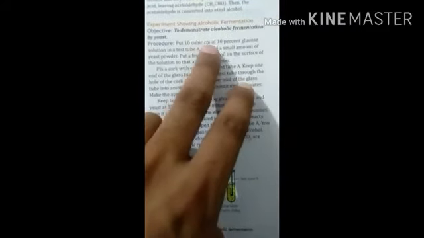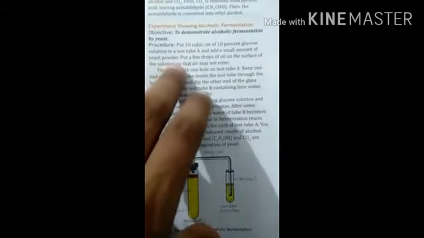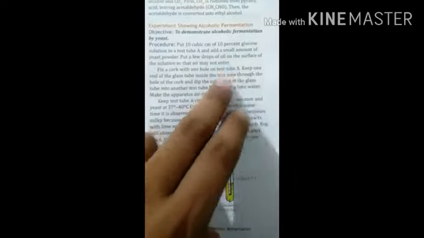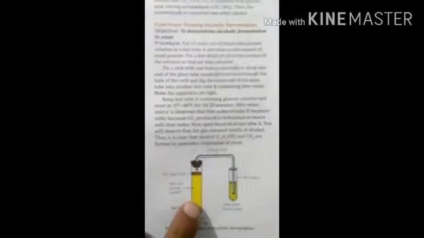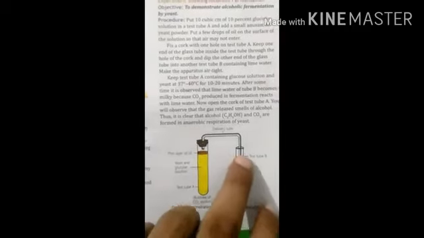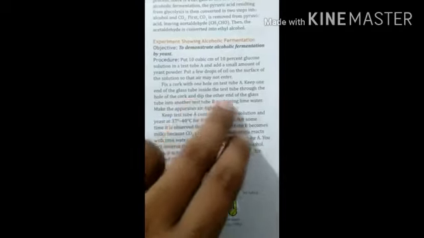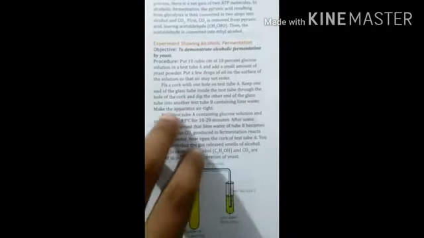The procedure is: put 10 cubic centimeters of 10% glucose solution in test tube A, add a small amount of yeast powder, and put a few drops of oil on the surface of the solution so that air may not enter. Here you can see a thin layer of oil, yeast and glucose solution in test tube A, and here lime water is connected. Now fix a cork with a hole on test tube A, keep one end of the glass tube inside the test tube through the hole of the cork and dip the other end of the glass tube in another test tube B containing lime water. Now make the apparatus airtight.